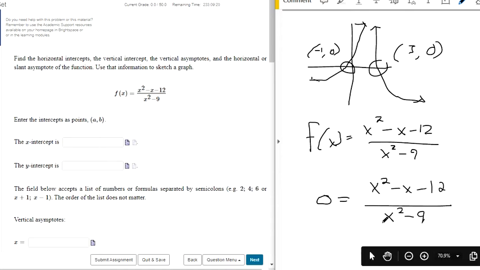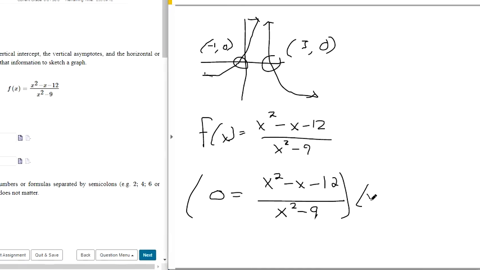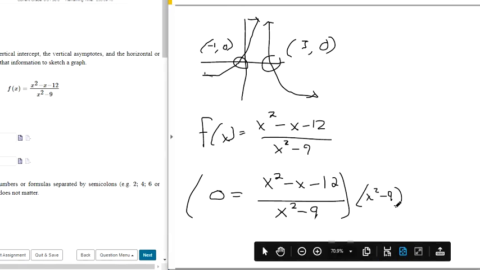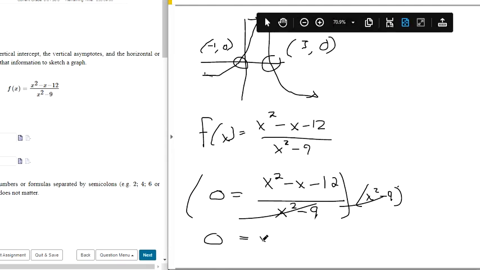And to solve this equation, the first thing we should do is multiply both sides by the denominator there. Okay? I'm going to multiply both sides by x squared minus 9. That's going to make this cancel out. And then when you multiply it to 0, it makes that side equal 0. So it makes things nice and easy here. We get 0 equals x squared minus x minus 12.